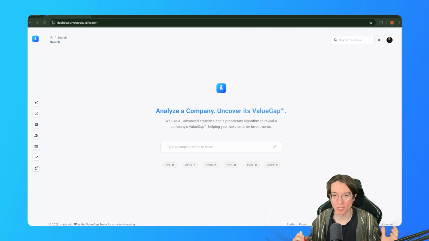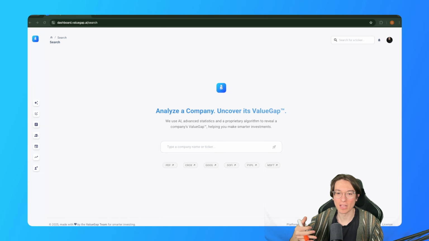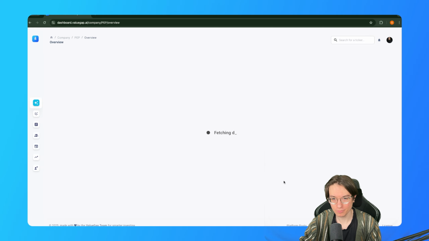We run thousands of simulations of a company's cash flows based on key financial variables and business cycle behavior to arrive at a price of what that company's cash flows should be worth today on average. So how does that translate into the platform in terms of you, the user, you, the investor, to make informed investment decisions? So let's take a look at one of my favorite stocks in the market right now, Pepsi.